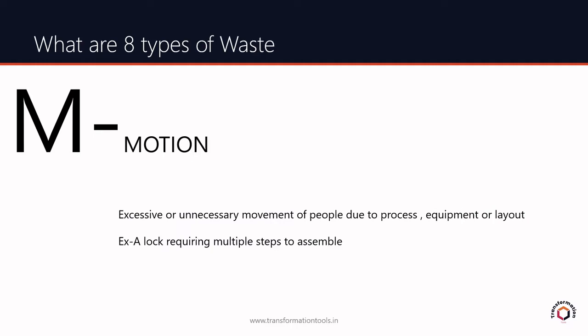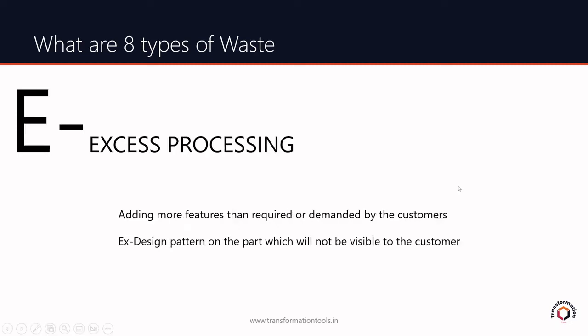Motion. Excessive or unnecessary movement of people due to process, equipment, or layout. For example, a lock requiring multiple steps to assemble. Excess processing. So adding more features than required or demanded by the customers. For example, design pattern on the part which will not be visible to the customer.